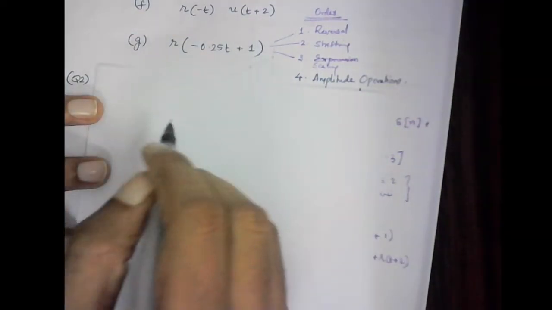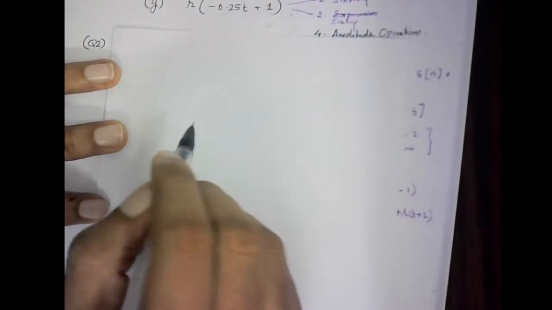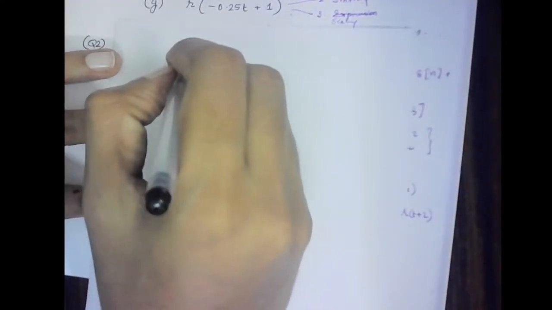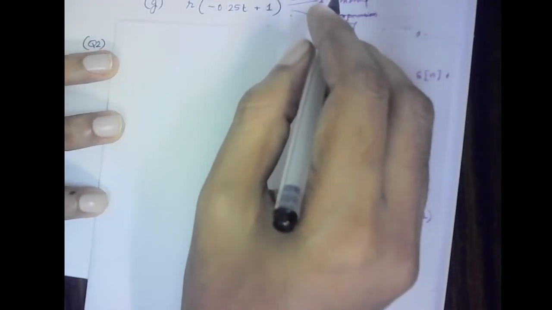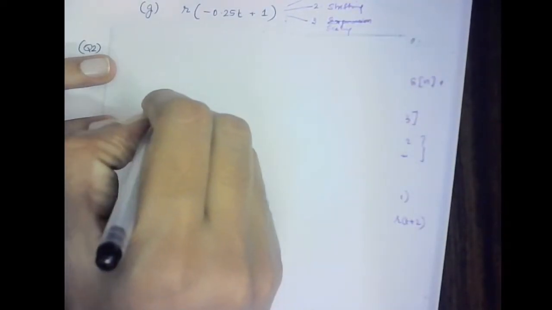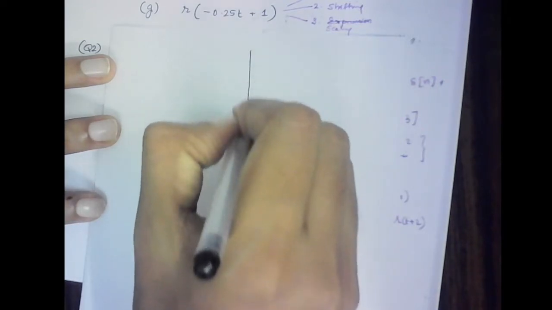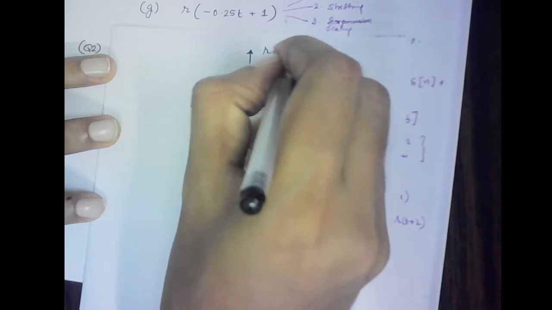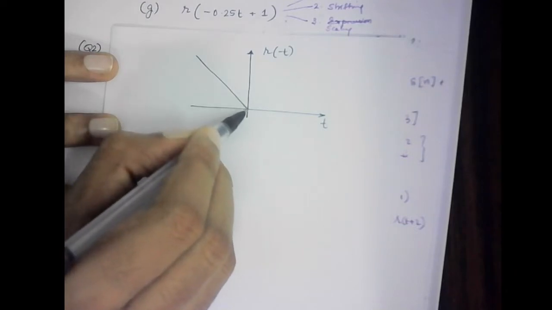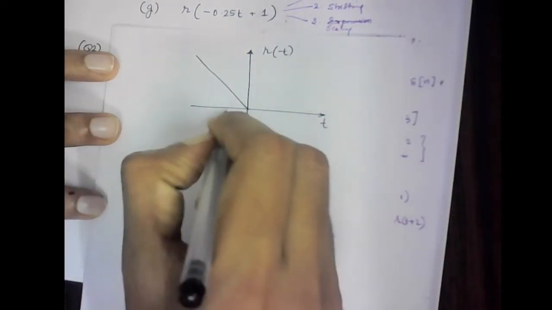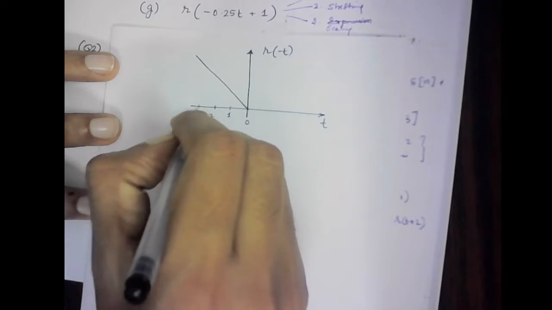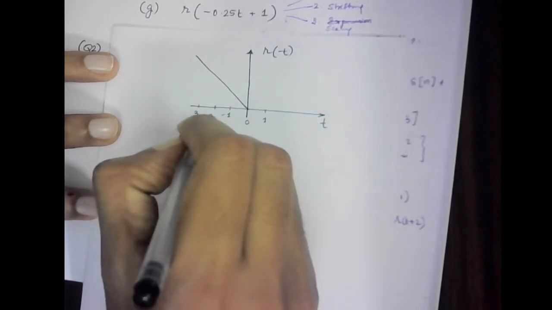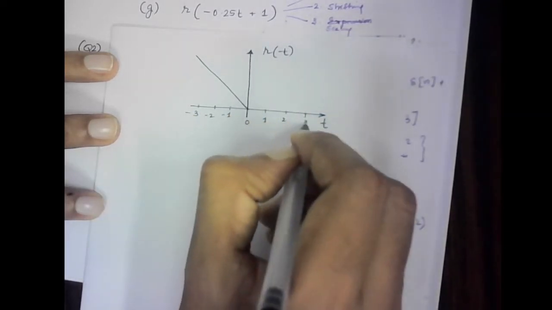Okay, so let's try to do this problem by that particular method. So we know what is r of t. First you need to do the time reversal operation. So by time reversal you will get r of minus t. So what is r of minus t? It is a signal like this. So this is 0, 1, 2, 3, minus 1, minus 2, minus 3. This is 1, 2, 3, and so on.